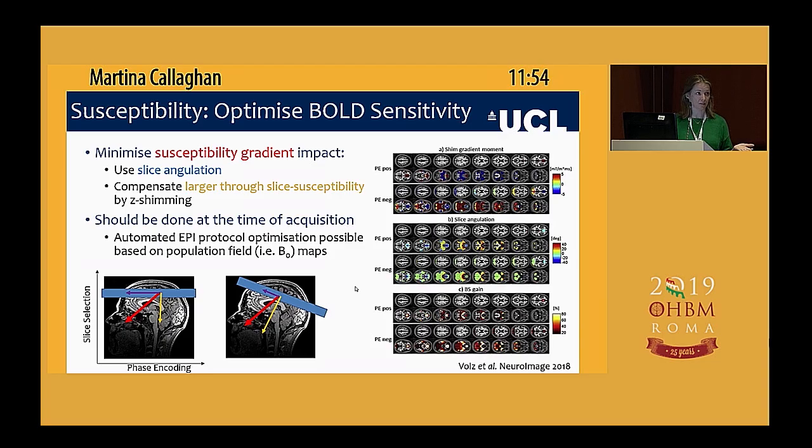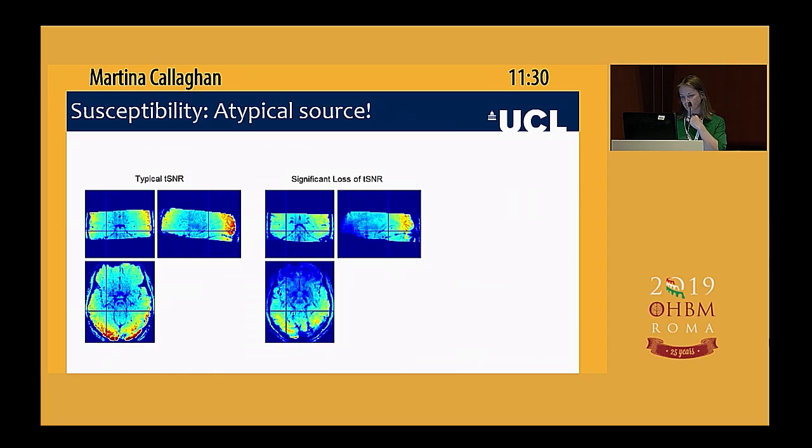Of course this is something that has to be done at the time of acquisition, and needs to be done consistently for your group. But you can do it in an automated sense. Previously we've had to acquire lots of empirical data to try and determine what the optimum might be. But a recent paper by Stefan Volz has shown how to basically simulate this and look at the impact by incorporating lots of field mapping data from your individuals.